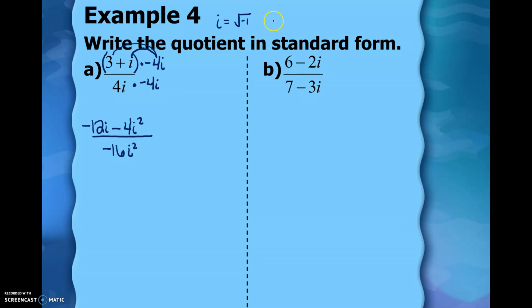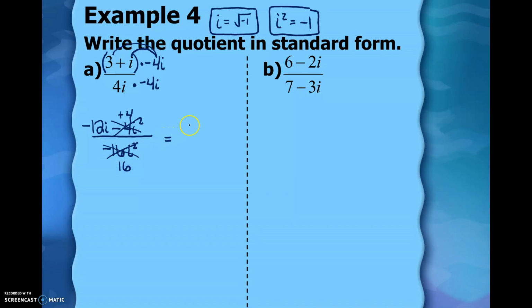Remember, the other thing that you need to remember is i squared equals -1. These are the two facts about i that I want you to completely memorize. So everywhere that you see i squared, that's actually a -1. Negative 4 times -1, that would make this term actually a positive 4. Negative 16 times -1, that would actually make this a positive 16.